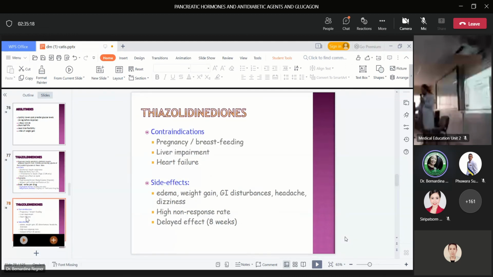Contraindications: pregnancy, breastfeeding, liver impairment, and heart failure. So remember that. Side effects: edema, weight gain, gastrointestinal disturbances, headache, and dizziness, high non-response rate. There is a delayed effect in 8 weeks. So it's not a very prompt response.